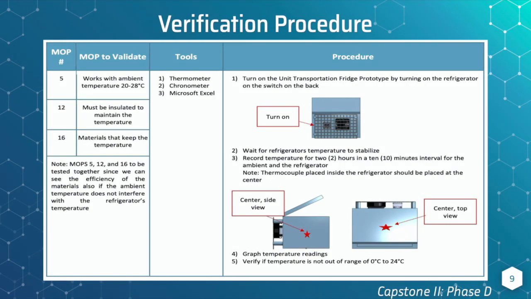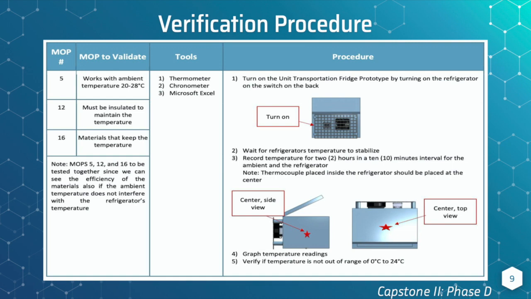Verification procedure. As part of the verification procedure, it will state the procedure to follow to verify the MOPs. In the first slide of the verification procedure, we have MOP 5, 12, and 16. These MOPs to validate are: work with ambient temperature, must be insulated to maintain the temperature, and materials that keep the temperature. As a note, these MOPs can be tested together since we can see the efficiency of the materials, and also whether the ambient temperature interferes with the refrigerator temperature. So with that we can also see if the refrigerator materials are insulated.